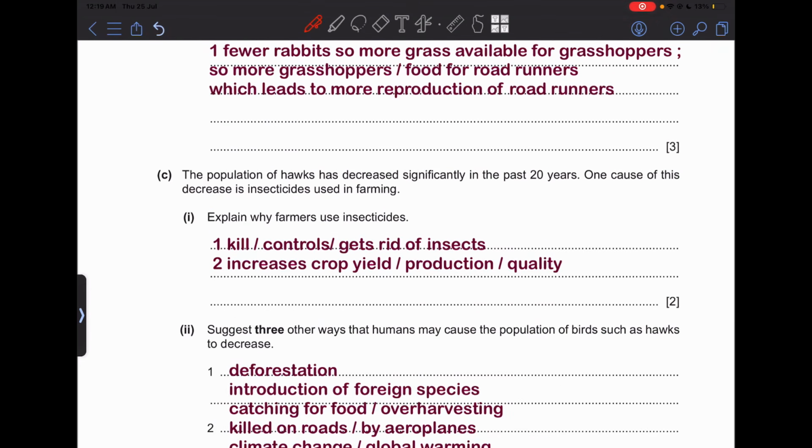C says the population of hawks has decreased significantly in the past 20 years. One cause of this decrease is insecticides used in farming. Insecticides are something that is used to kill or control or get rid of insects. So this is one use for insecticides. It can also increase crop yield or production or quality.